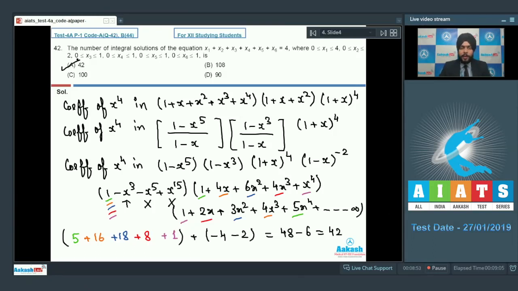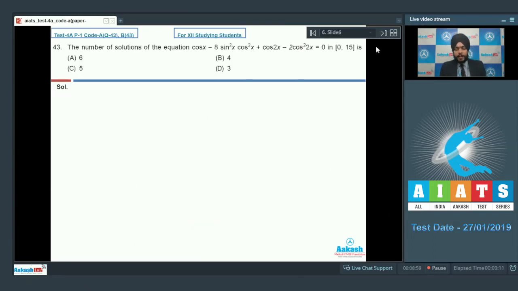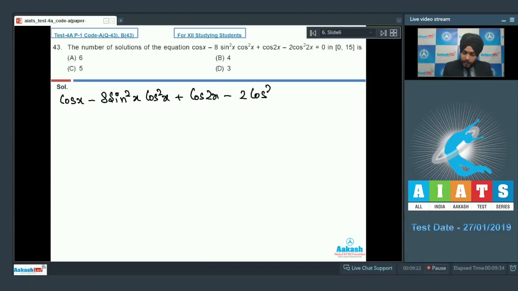Okay, let us move on to question number 43. Question 43 says that the number of solutions of the equation cos x minus 8 sin square x cos square x plus cos 2x minus 2 cos square 2x is equal to 0 in 0 to 15. So we have this equation: cos x minus 8 sin square x cos square x plus cos 2x minus 2 cos square 2x.